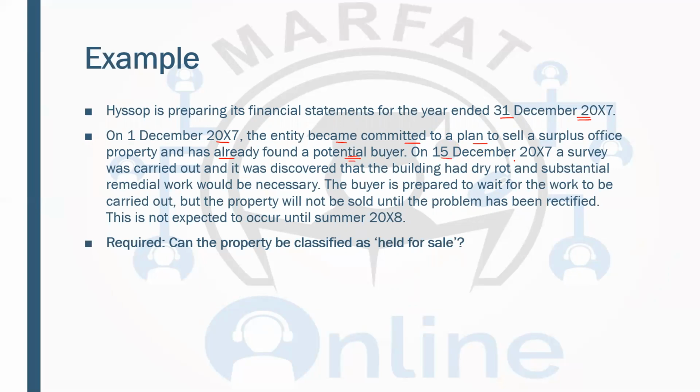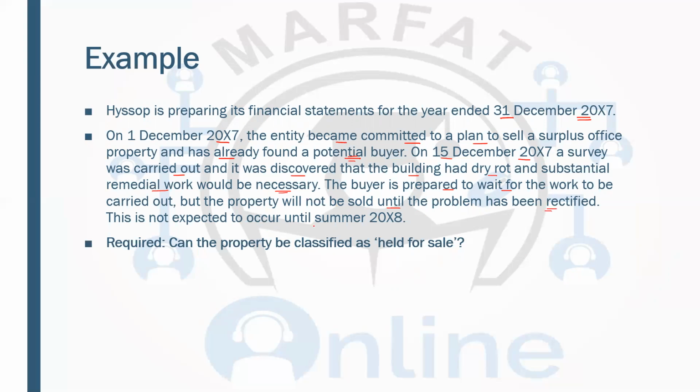On 15th of December 2007, a survey was carried out and it was discovered that the building had dry rot and substantial remedial work would be necessary. There's a problem in the building and they need to fix it. The buyer is prepared to wait for the work to be carried out, but the property will not be sold until the problem has been rectified.